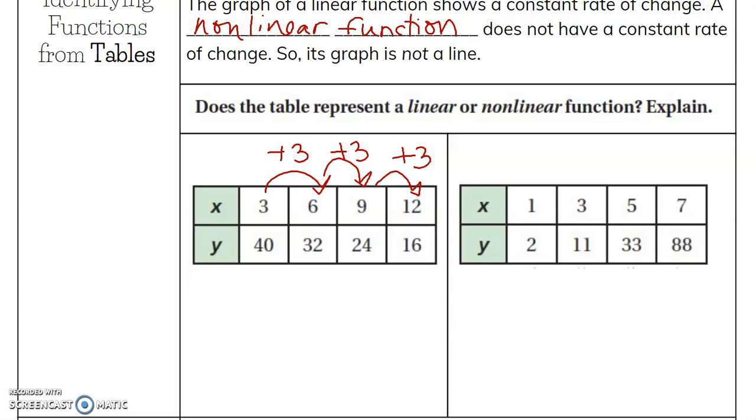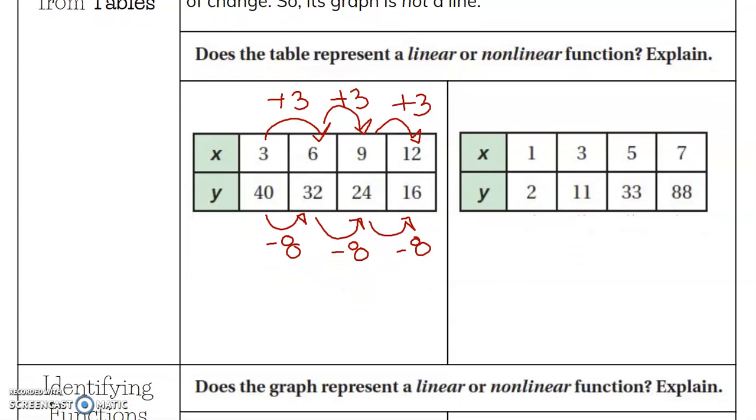Now let's check. We can see the x values are constant. Now let's look at our y values and determine if they are constant. From 40 to 32, we are subtracting 8. From 32 to 24, again, we are subtracting 8. And then from 24 to 16, we are also subtracting 8. So because x increases by 3 and y decreases by 8 every time, we know that the rate of change is constant. That way we know this is a function. This is linear.